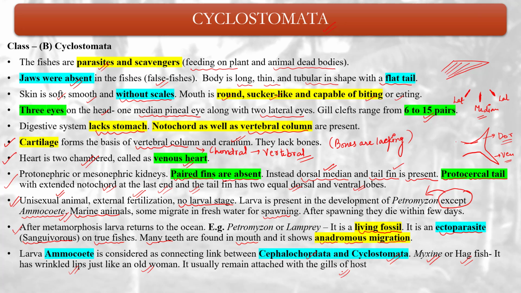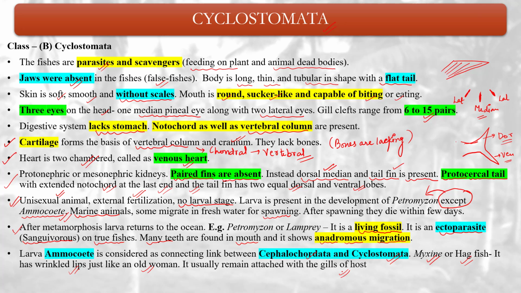Okay. So I'll remember the points for you for Cyclostomata. Parasites, scavengers. Ectoparasites, you got to know that lamprey or Petromyzon is an ectoparasite. Okay, it is a living fossil which attaches to the true fishes and sucks the blood. So they are parasitic, they are scavengers. The jaws are absent. They have a flat tail. The skin is soft and they don't have scales. The mouth is round, sucker-like, having eating and biting types.